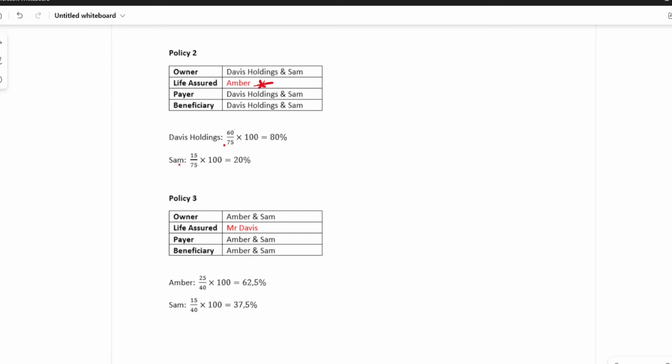And when it comes to Sam's liability for premiums, for example, we know that his shareholding in the Cheers Liquor Store is 15%, and the total shareholding between Davis Holdings and Sam, we always negate the life assured, which is Amber, is a total of 75, and then we just convert it into a percentage, which means 20%.